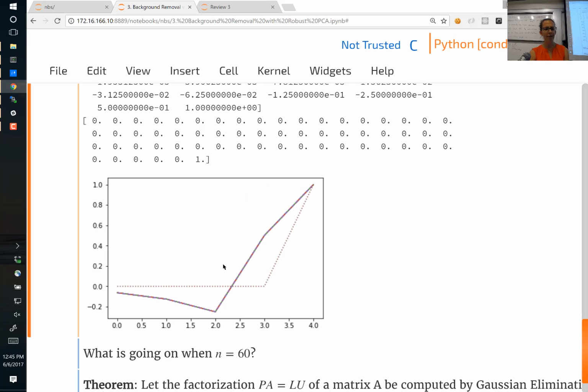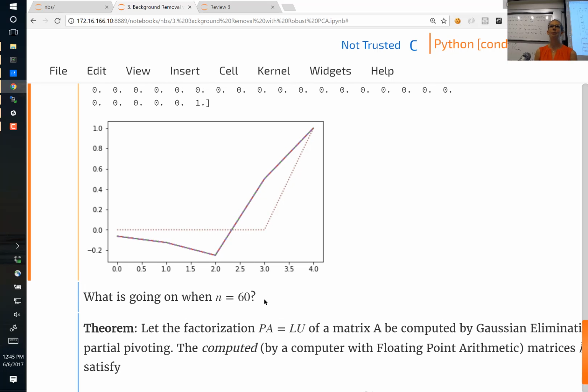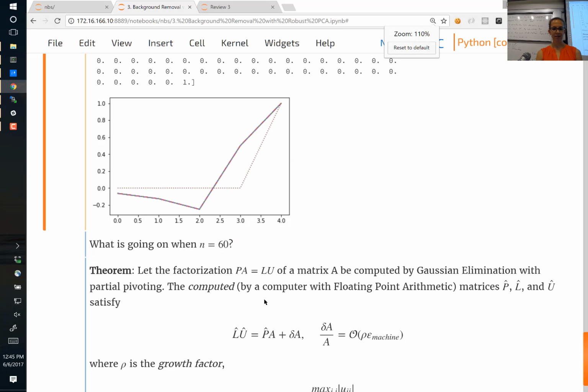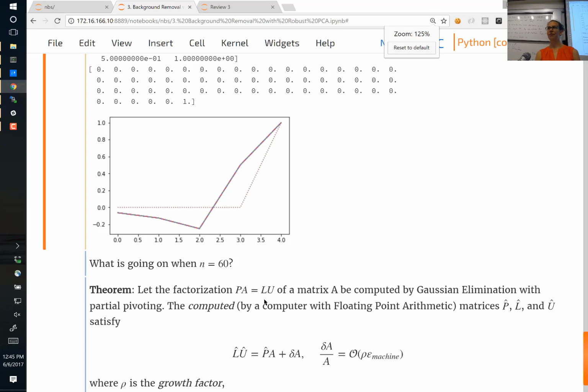Here where I've plotted them, it's a little hard to see because I've made these dashed lines of different colors and they are completely on top of each other. This thick multicolored line is the solution for the last 5 rows for 10, 20, 30, 40, 50, and then we jump to this when we hit 60. Does anyone want to say what they think is happening when n equals 60? Any guesses?